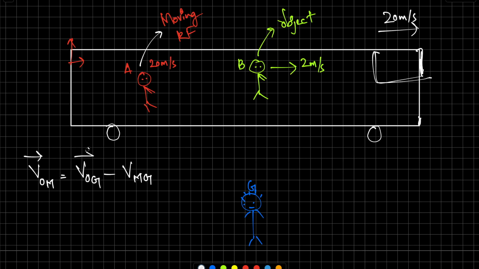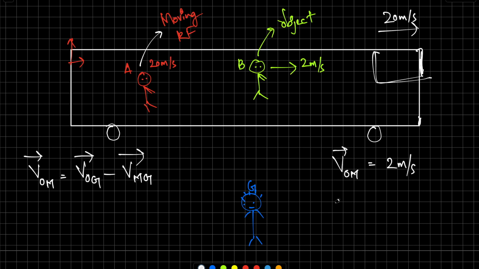What is the velocity of the object with respect to the moving reference frame? Our object is person B and the moving reference frame is this bus, or this person A. Both of them are inside the bus. A is not moving, but B is moving. For person A, he would feel like B is moving with a velocity of 2 meters per second. So the velocity of the object with respect to the moving reference frame is 2 meters per second.